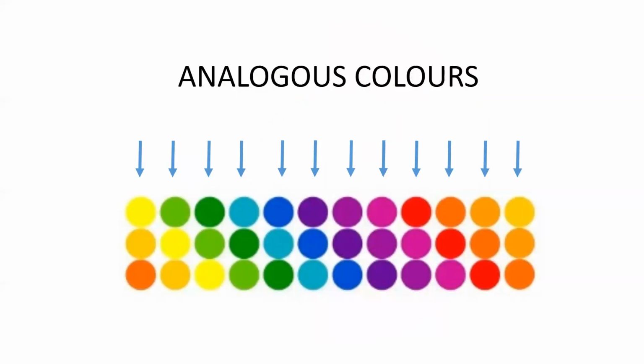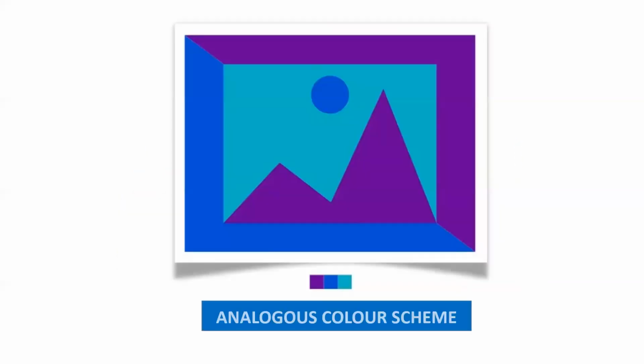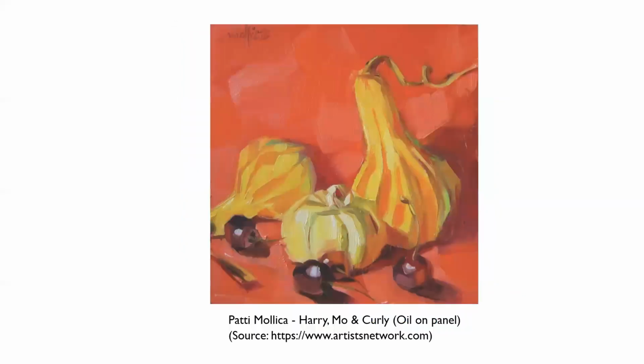Observe in this chart how the analogous colors are arranged from top to bottom. This design shows the use of analogous color scheme. This is a composition by the artist Patti Modica showing objects painted using the analogous color scheme.